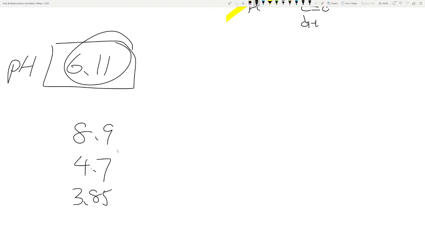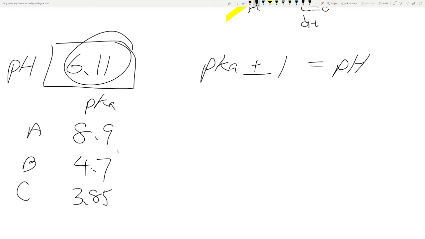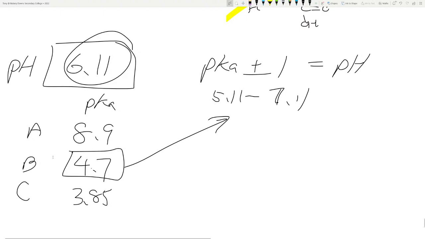If your pH is this, you want the pKa of your indicators, so these are the pKa of the indicators A, B, C. What you want is for the pKa to be plus or minus one of the equivalence pH. So it's going to be between 5.11 and 7.11. Now all of these indicators are bad, except this one. This is the closest within that range, so you should go with that. Just plus or minus one of the pH.